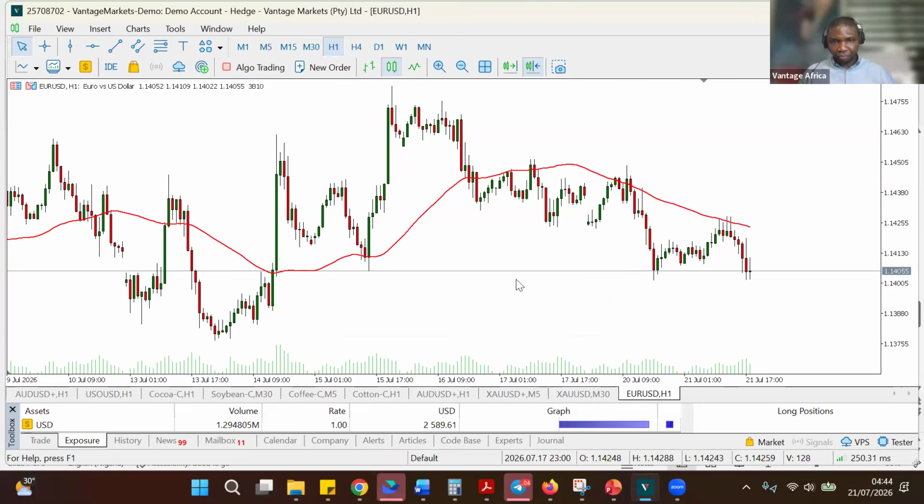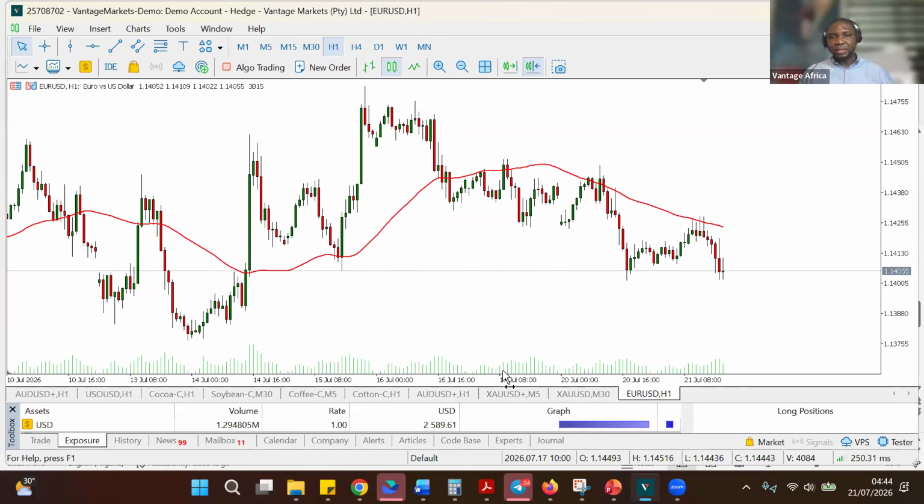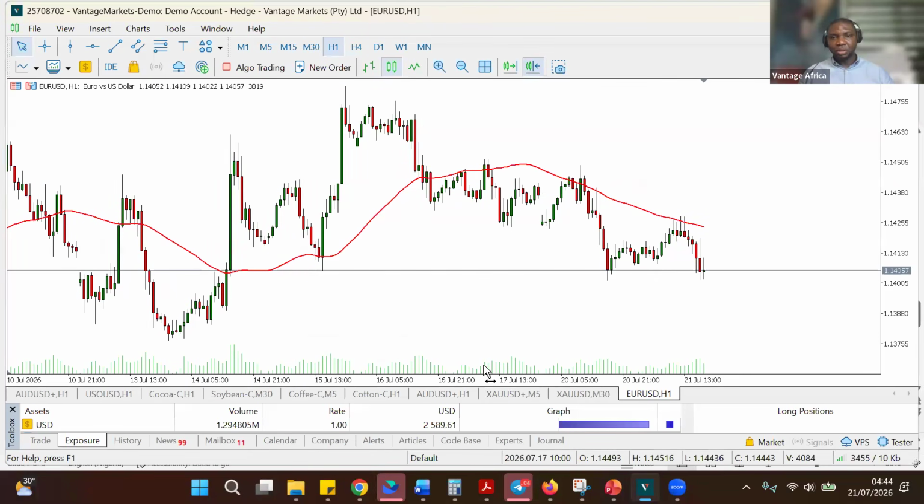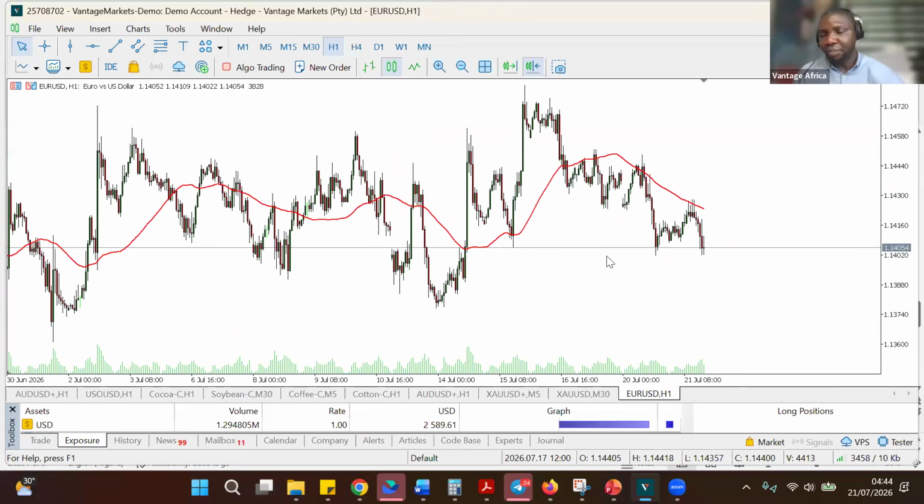and then we click OK. This is what it looks like. And what this is telling us is that when price is above the moving average, that means that price is in an uptrend. What you ought to do then is look for buy trades.